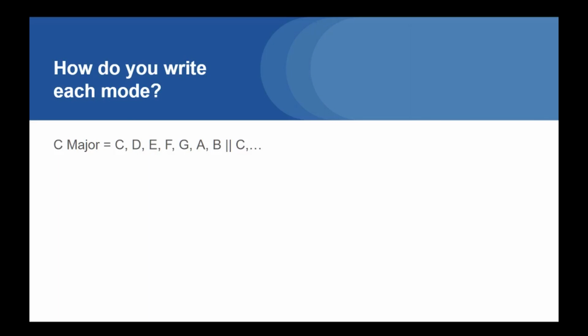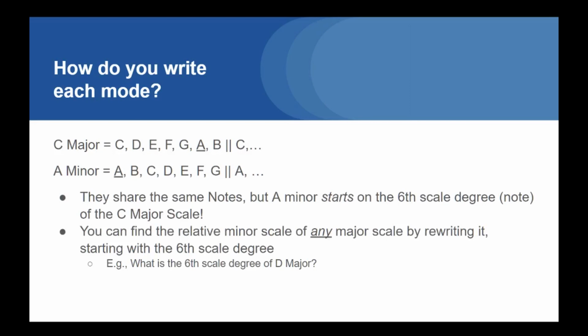C major has the notes C, D, E, F, G, A, B, and C. An A natural minor scale has the notes A, B, C, D, E, F, G, and A. These 2 scales are relatives to each other, and they share their DNA. The A minor has all the same notes as C major, but it starts on an A, which is the 6th note, also known as scale degree, in the C major scale. In fact, you can take any major scale at all and easily find its relative minor scale by looking at its 6th scale degree. For example, what's the 6th scale degree of D major?